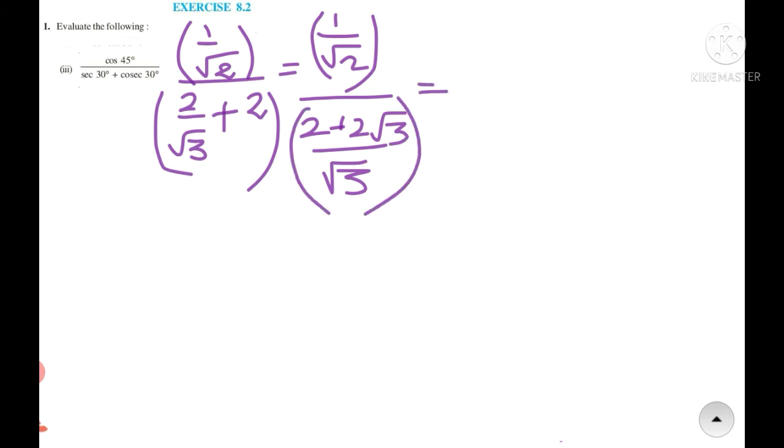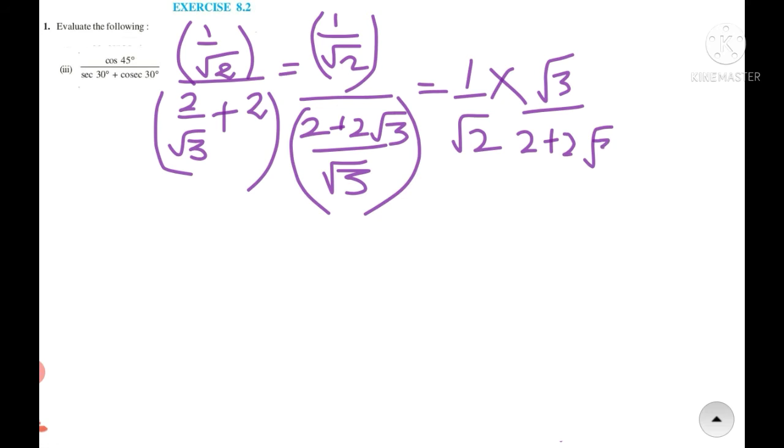Now let us reciprocate. I get 1 by root 2 multiplied by reciprocal of the denominator, that is root 3 upon 2 plus 2 root 3. Let us simplify this further. Numerator is root 3 only.